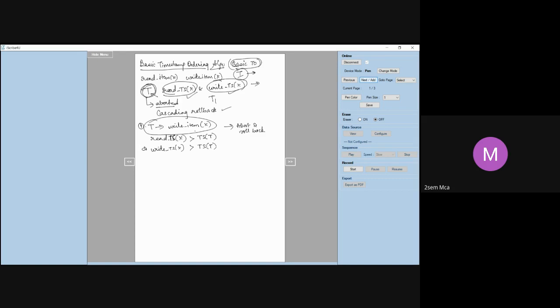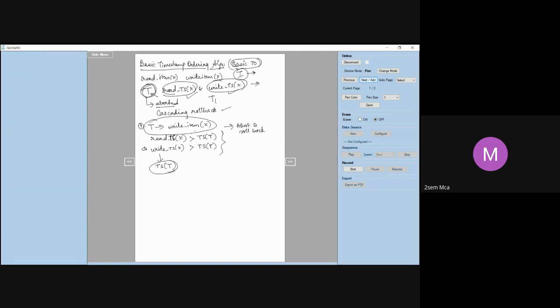If this condition is not satisfied, then the write operation can be done and you will set the write TS of X to TS of T. So TS of T is the most important thing to be considered. If some other younger transaction, with a timestamp greater than TS of T, has already written that value, then you cannot go and write now, because that means you are trying to violate the timestamp order.